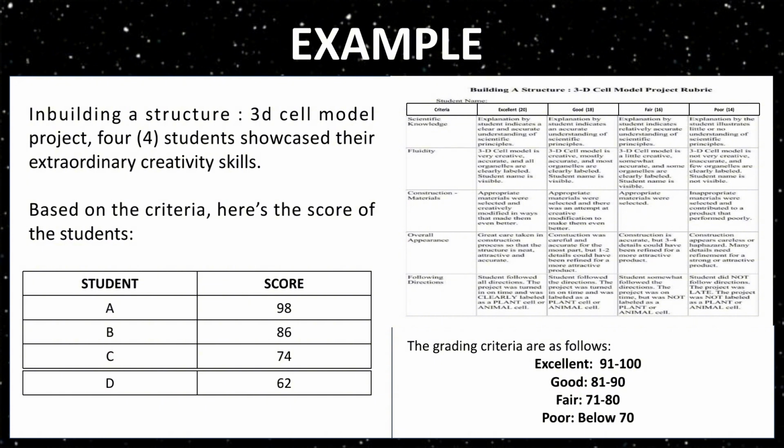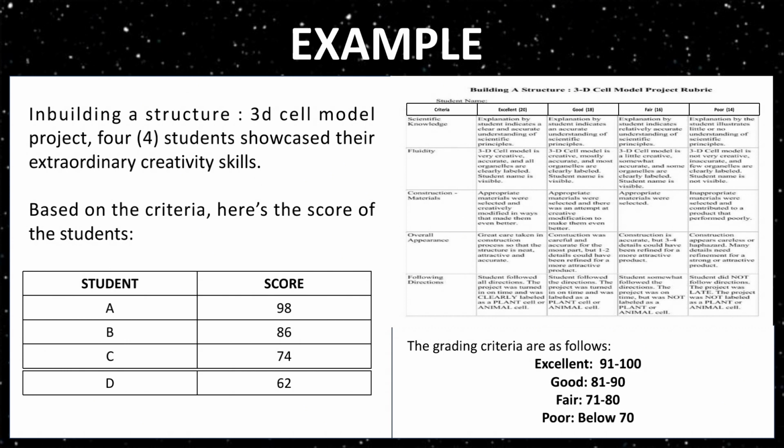And then student C's score is 74. So student C has demonstrated a satisfactory level of scientific knowledge and ability to follow instruction. However, there is room for improvement in terms of fluidity, materials used, and appearance. Strive to enhance these areas to achieve a higher level of performance. And then student D's score is 62. So student D's performance indicates a need for improvement in all areas. Scientific knowledge, fluidity, materials used, appearance, and following instructions all require attention. Now focus on strengthening these aspects to enhance your overall performance.